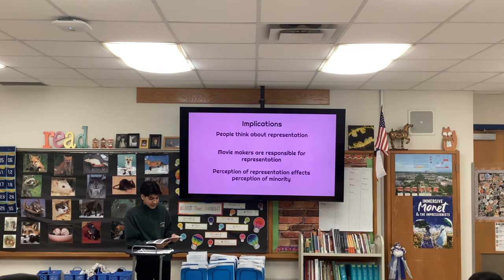And so what implications does this have? I think that honestly this just shows that people do think about representation. This is a thing that people do digest, and while reviewers are only a small minority of people that view a movie, this is definitely something that is going on in people's heads.